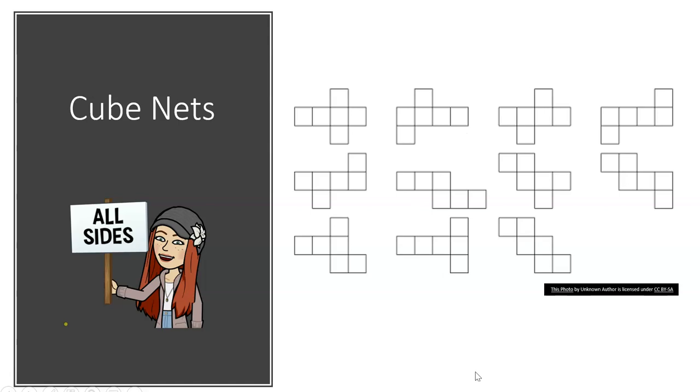Nowadays you can just Google how many nets of a cube and it just comes up. But all of these, if you folded them up along the lines, you'd make a cube. Okay, they're just different ways you can fold them up and make the cube, but they're called nets.